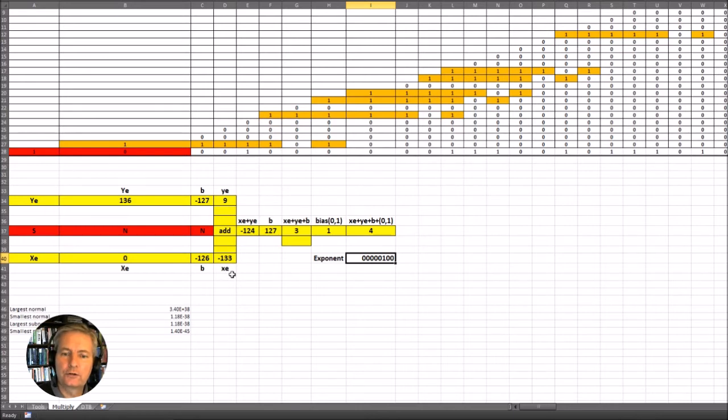But we can just use that new value for the unbiased exponent the same as we did previously from that point onwards, and it's exactly the same as multiplying a normal by a normal and getting a normal result. So let's have a wee look at one other example.